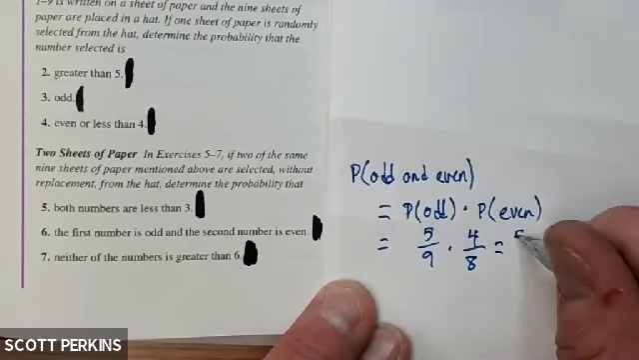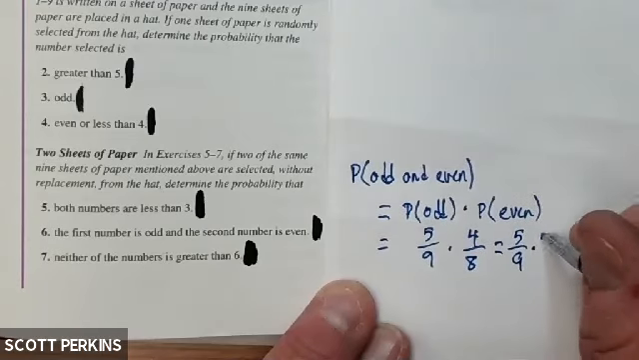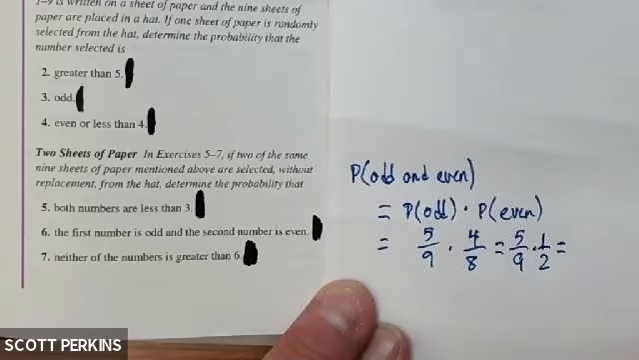Let me write that down. I'm going to reduce first on this one. And so now when I multiply that together, 5 times 1 is 5. 9 times 2 is 18. That will happen 5 out of 18 times.